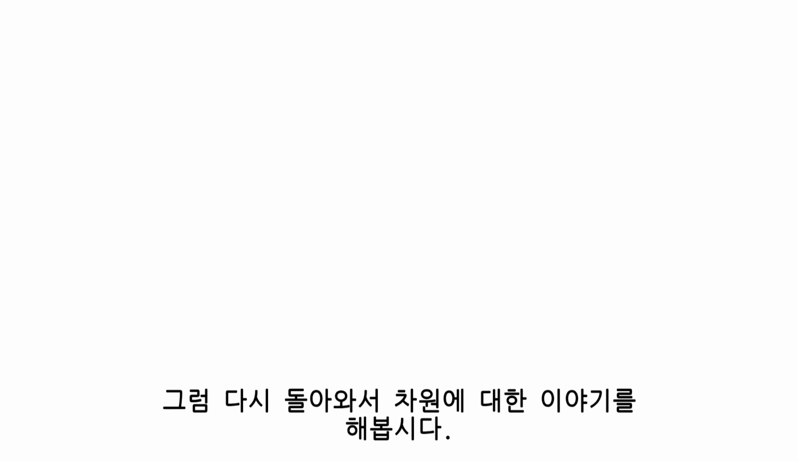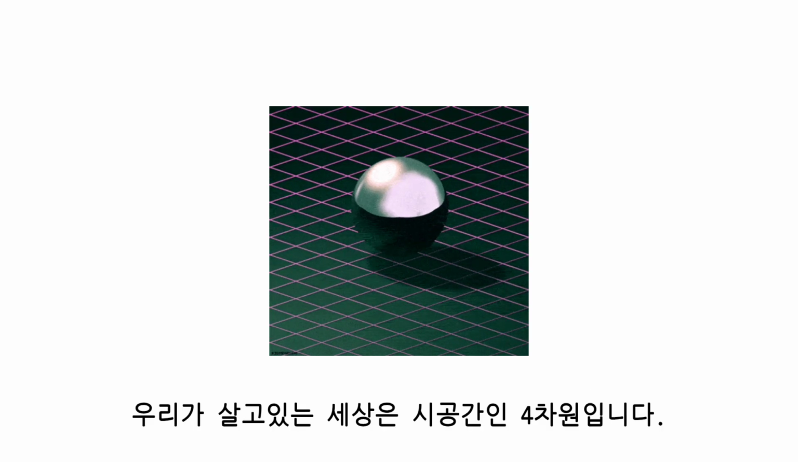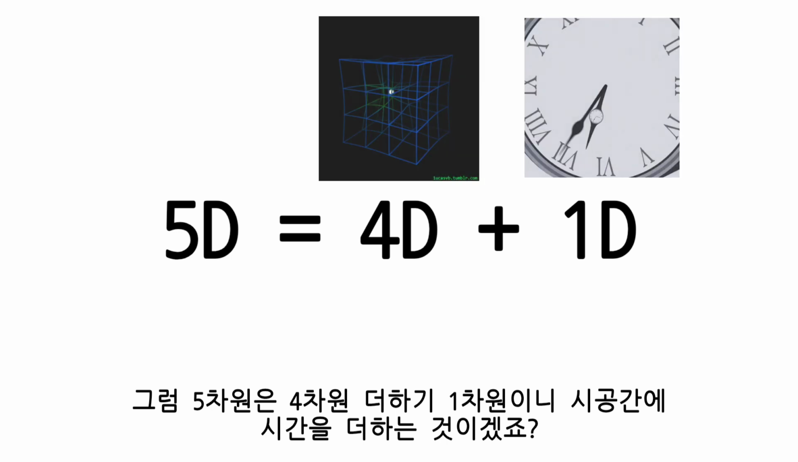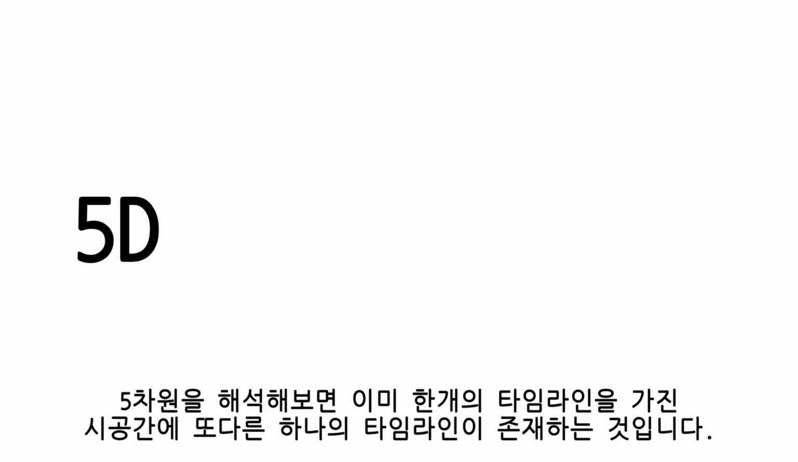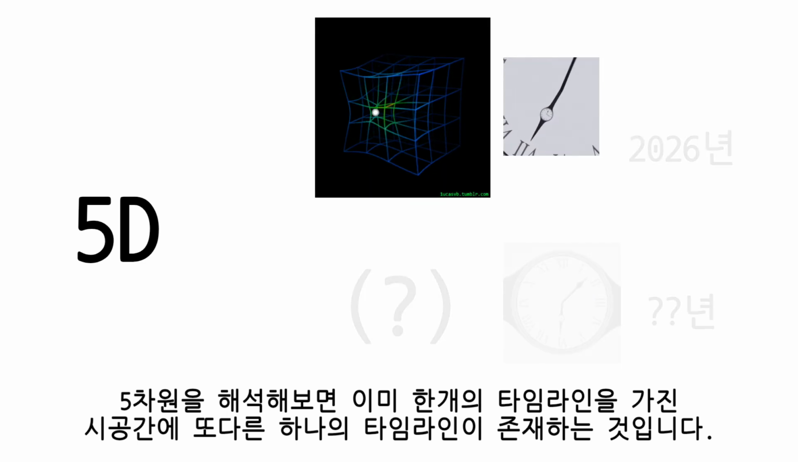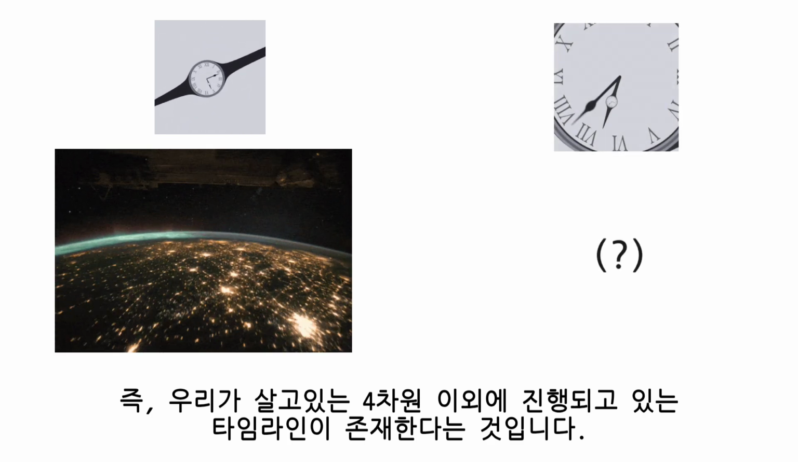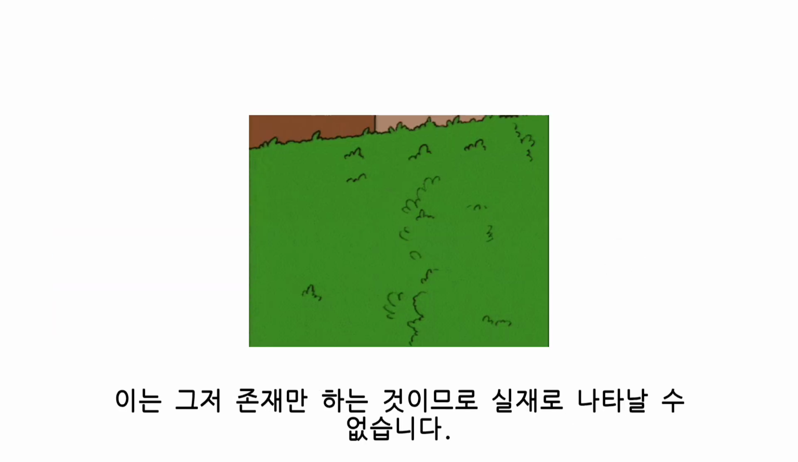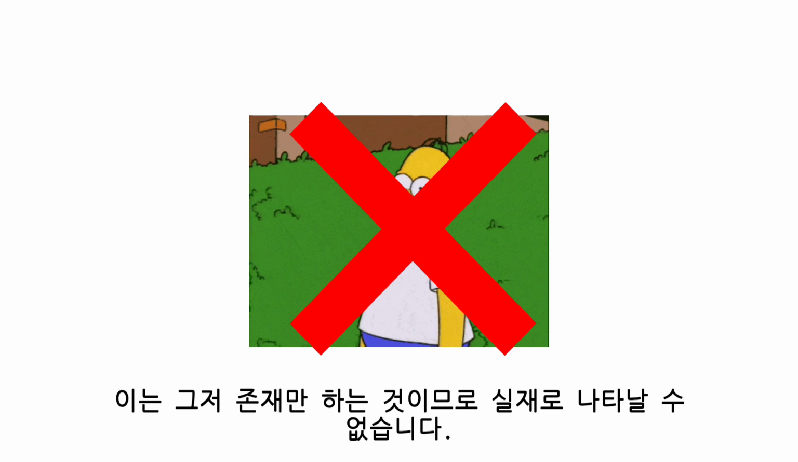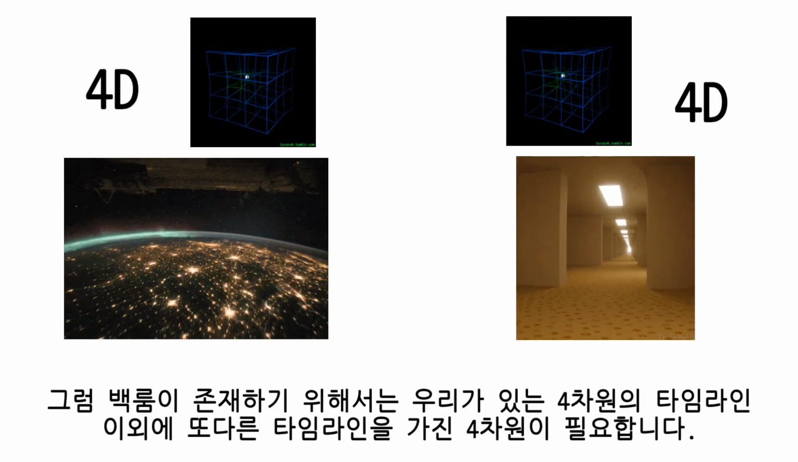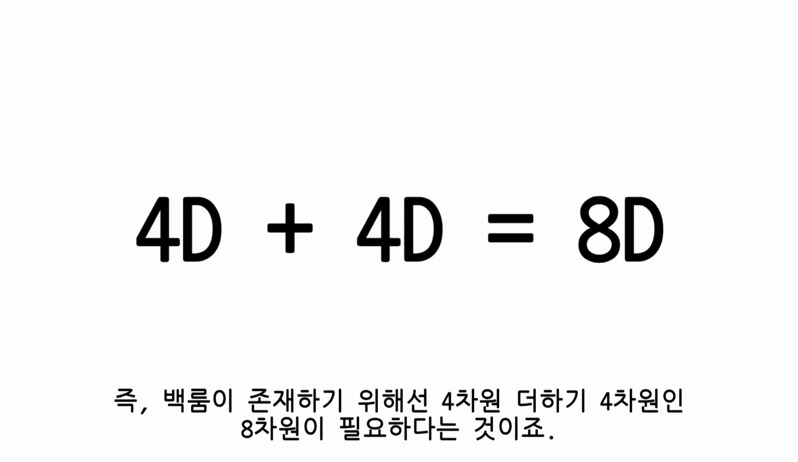So let's come back and talk about dimension. The world we live in is 4 dimensions, space-time. So 5D is 4D plus 1D, so it's adding time to space-time, right? Interpreting the 5th dimension, there is another timeline in space-time that already has 1 timeline. In other words, there is a timeline that is going on in addition to the 4 dimensions that we live in. It can't appear in reality because it's just there. So in order for the backroom to exist, we need a 4-dimensional space with another timeline in addition to the 4-dimensional timeline that we have. In other words, the backroom needs 4 dimensions plus 4 dimensions, 8 dimensions, to exist.